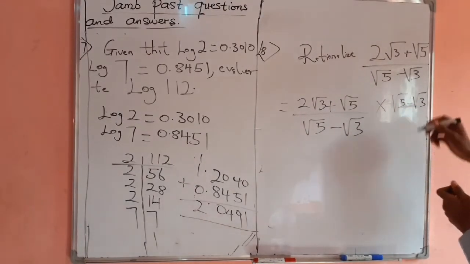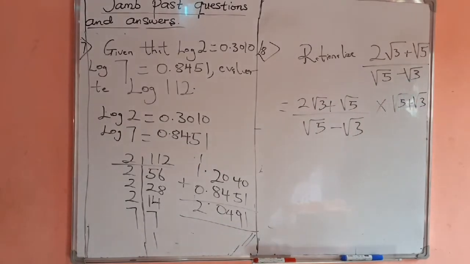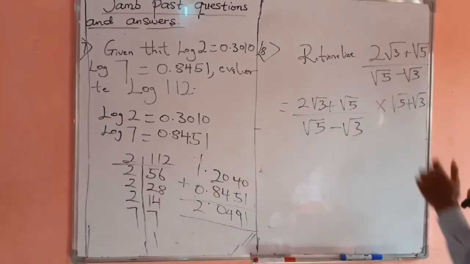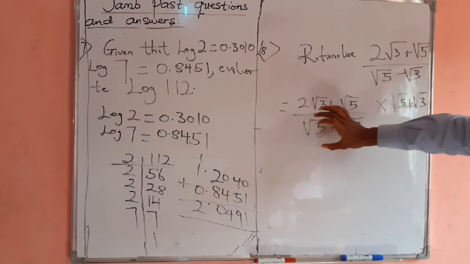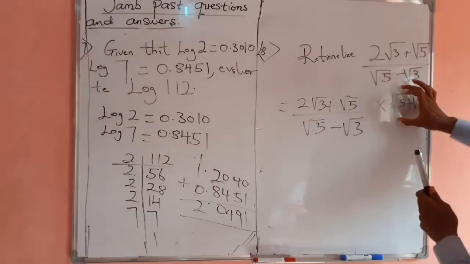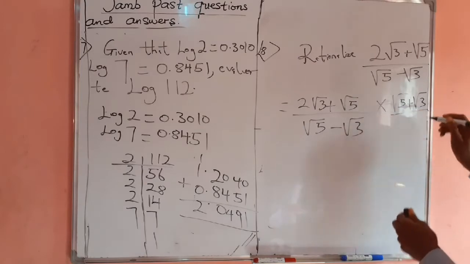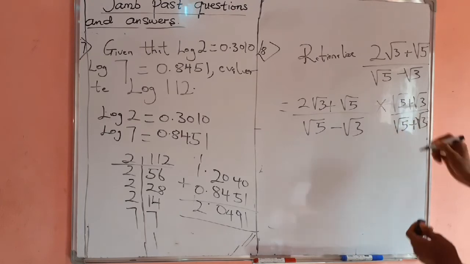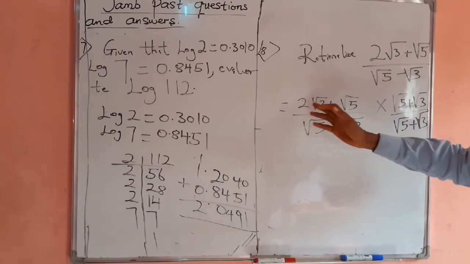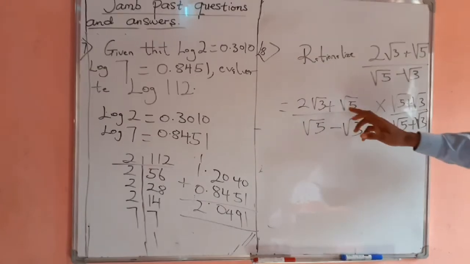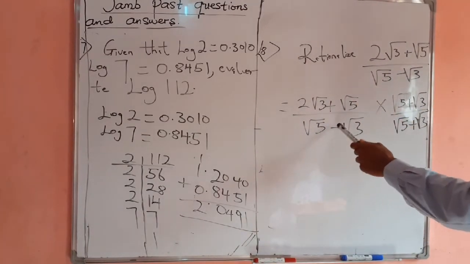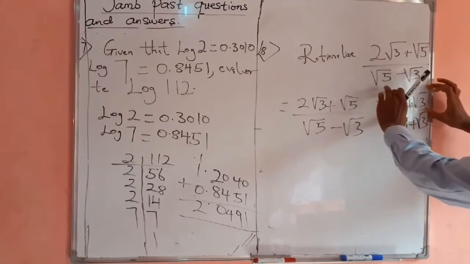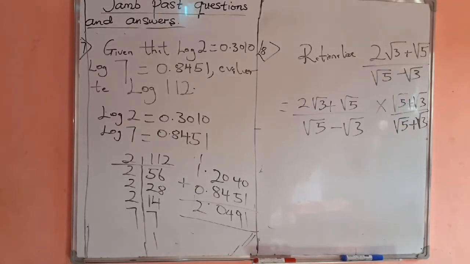I said our signs will change. This will be plus. When you are multiplying in surds, the sign in the denominator will change, but the roots remain the same. This will be root 5 plus root 3 over root 5 plus root 3. I hope you all understood this. You multiply, you change the signs, the roots remain the same.